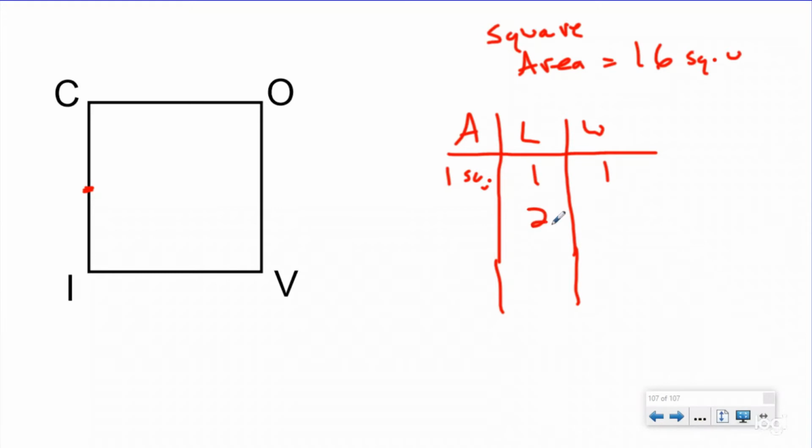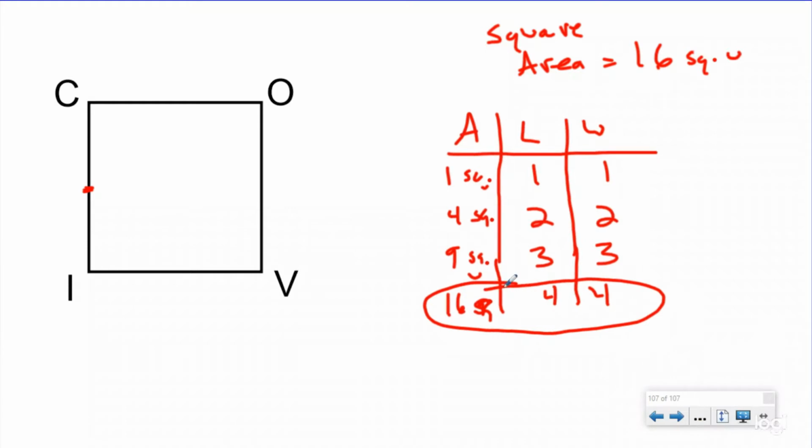Can't be that. If you do 2 as the length and the width, that would be 4 square units, right? If you do 3, okay, that would be 9 square units. If you do 4, that would be 16 square units. So the first thing you had to do is figure out what your dimensions were. So now you know that all of your sides are 4 units.